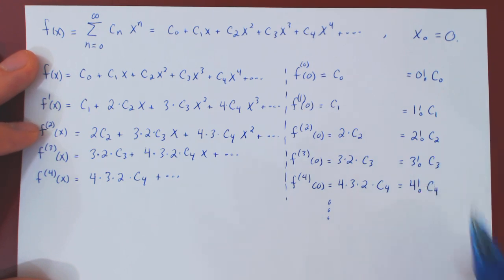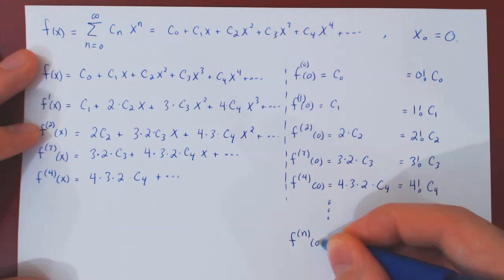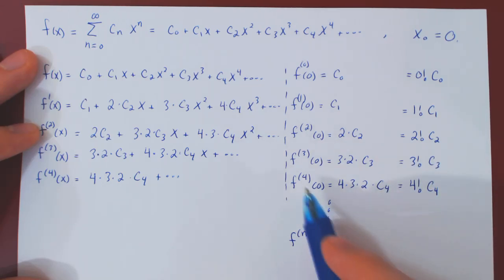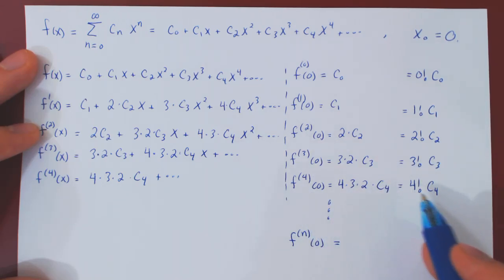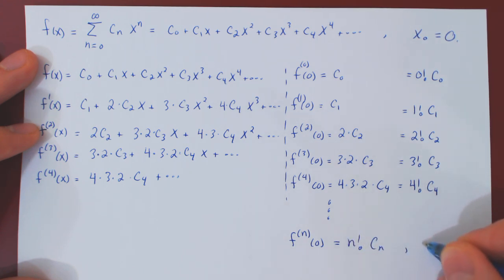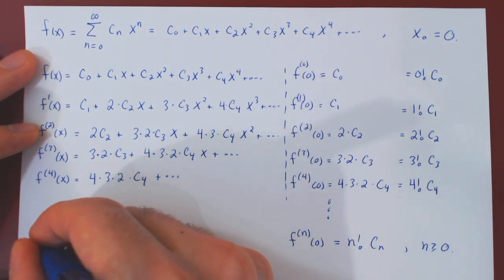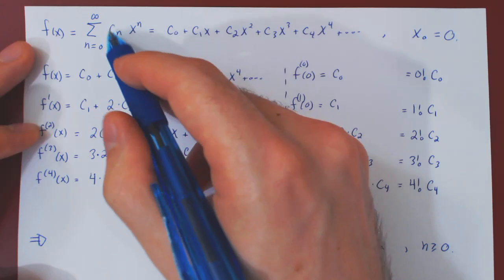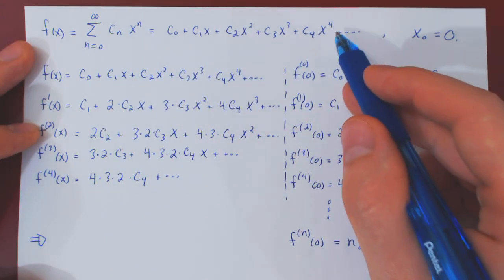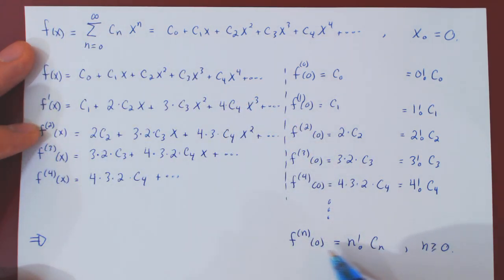So hopefully now you see the pattern. So if you take the nth derivative of the function at 0, you will be left with n factorial times cn. And this is for all non-negative values of n. And so we have found the pattern now. If you think about it, the question was, can we find the coefficients of the expansion systematically in terms of the center of the series and f of x? Well, there we have it.